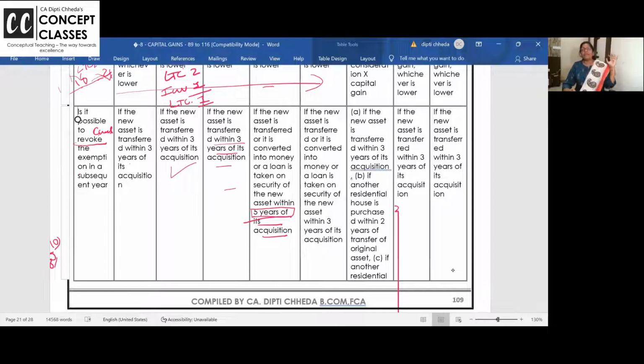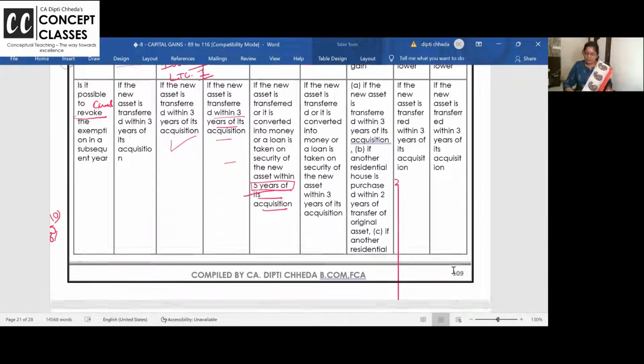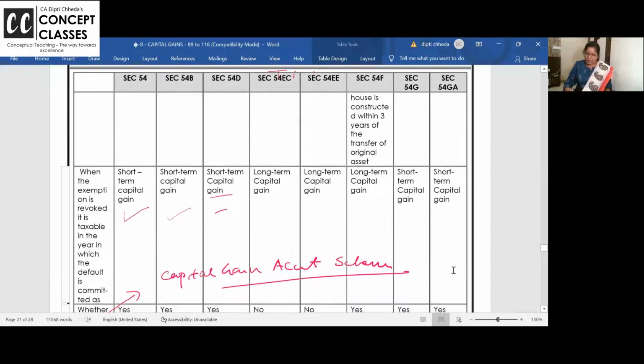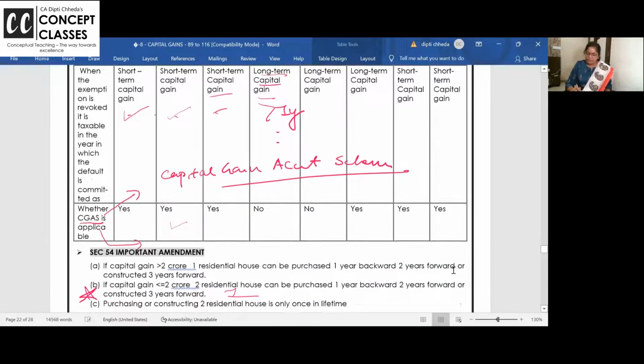You sell the house and you are buying the bonds. Okay? And if it is revoked, it will be taxable as long term. Here it was short term. Here it is long term. Why? For bonds and all, a holding period of more than 1 year is long term. Is CGS applicable? No, I want all of you to circle.